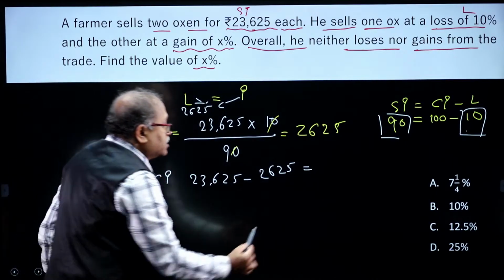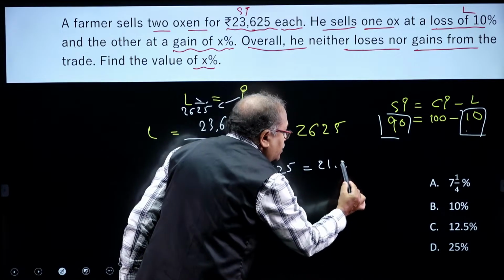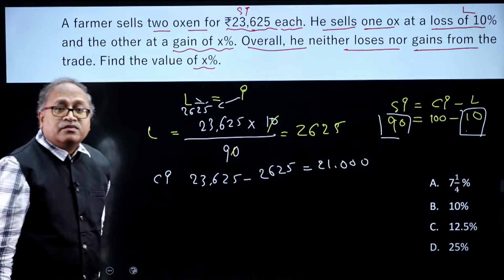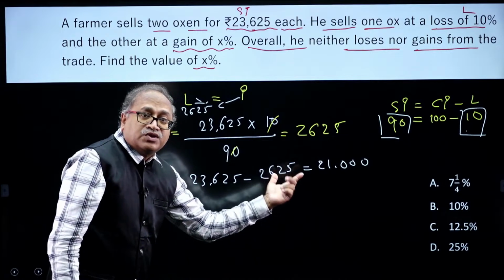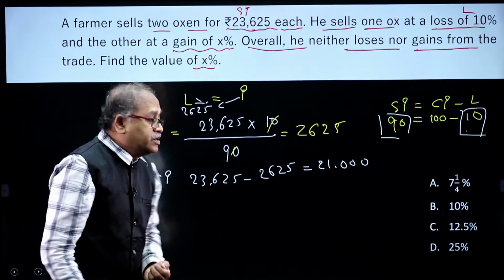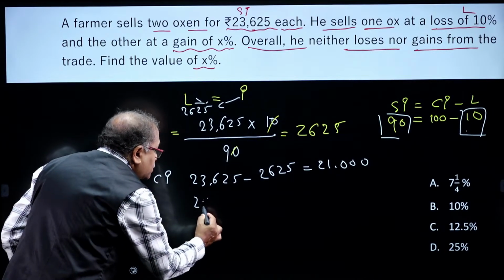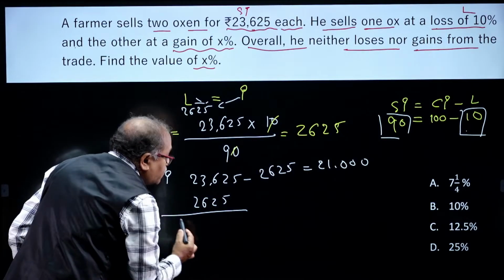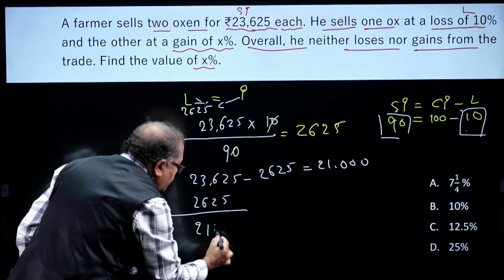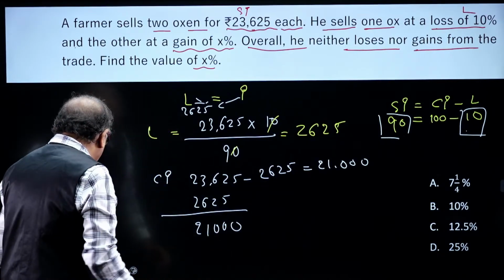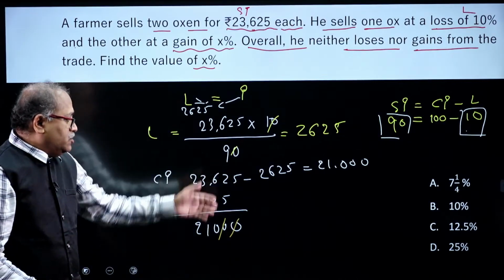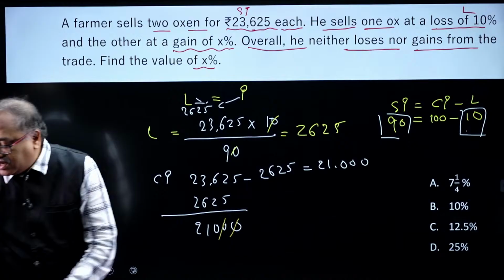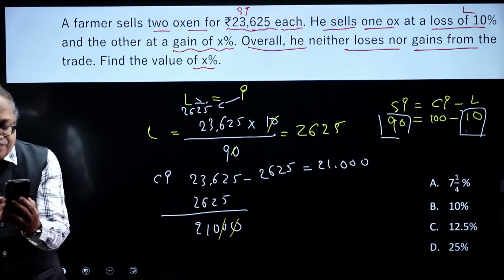So, you can see that the cost price is 21,000. So, this is cost price and this is profit. So, you can find out the profit percentage. So, that is 2625 is what percentage of 21,000. You already know into 100 comes, therefore, these 2 zeros will get cancelled, divided by 21, I can see that it is getting divisible by 21.